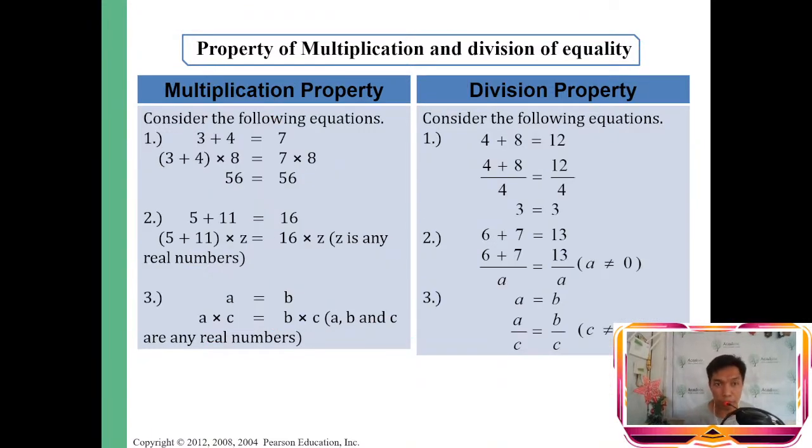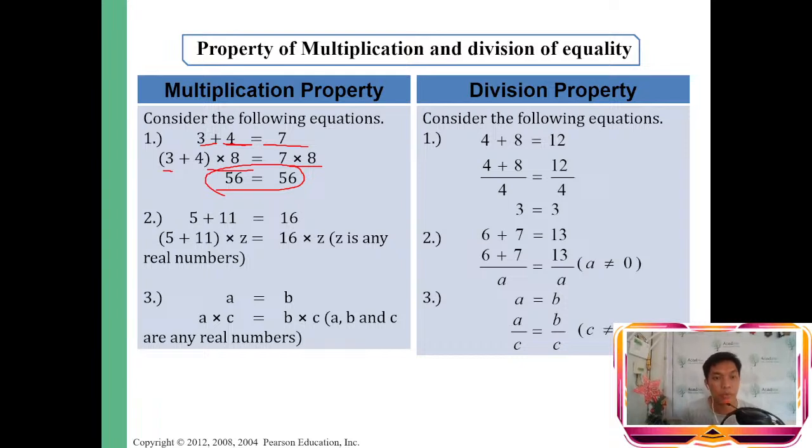How about multiplication? Multiplication property. We have 3 plus 4 equals 7, and 3 plus 5 equals 8. 7 times 8 is 56. So they must be equal. And then, here we go, we have also another one here.